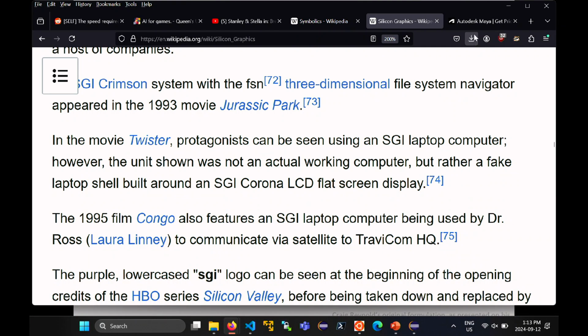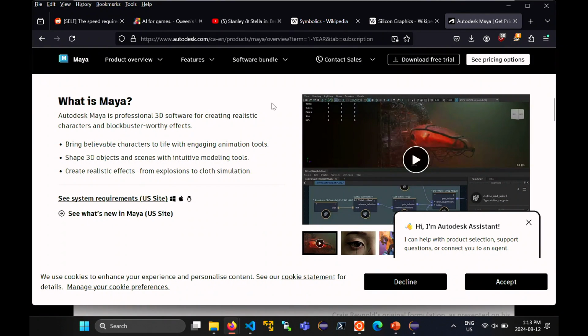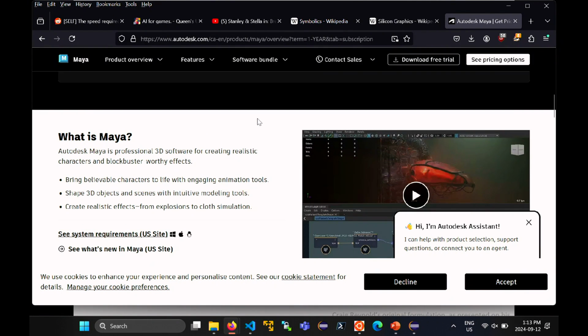One of the big problems was, anybody use Maya? The 3D software Maya? Okay, so Maya used to only run on Unix workstations. It was first developed for engineering applications. It would only run on Unix workstations. So it used to run on SGI machines.